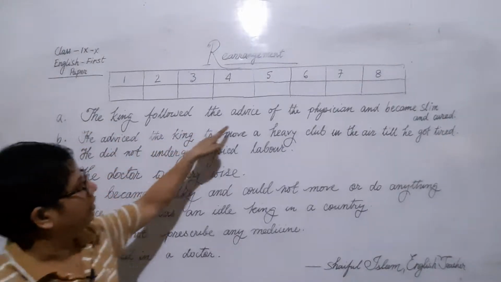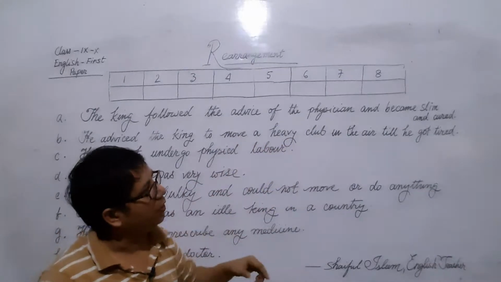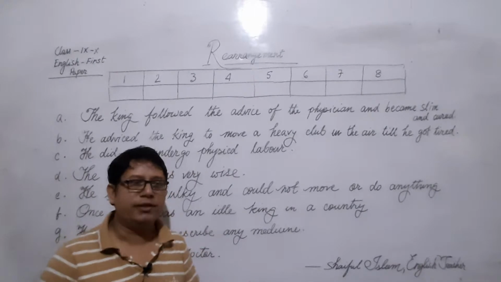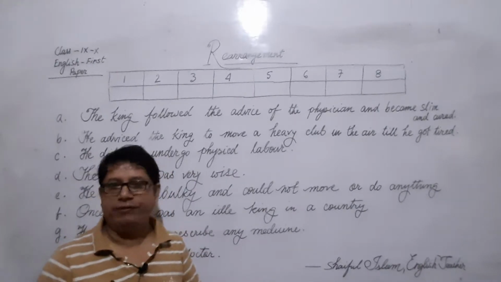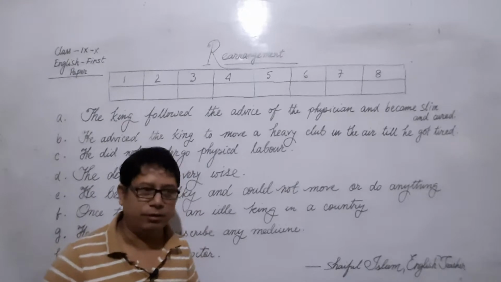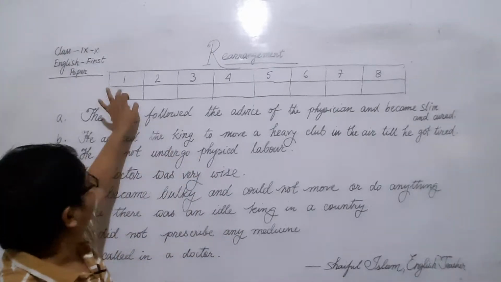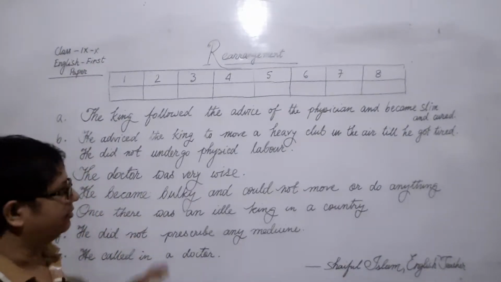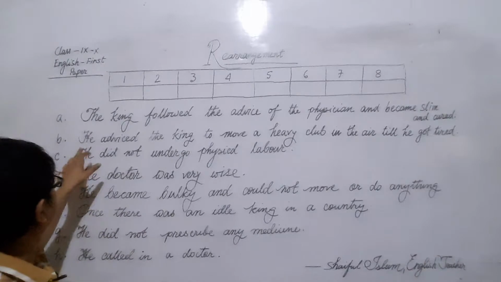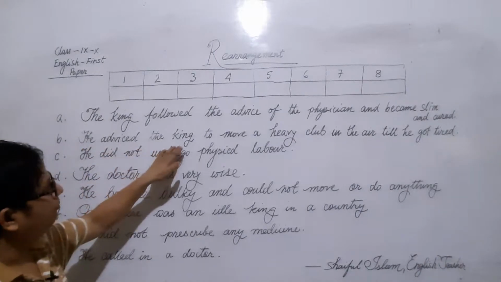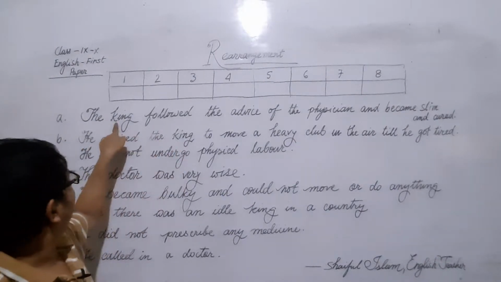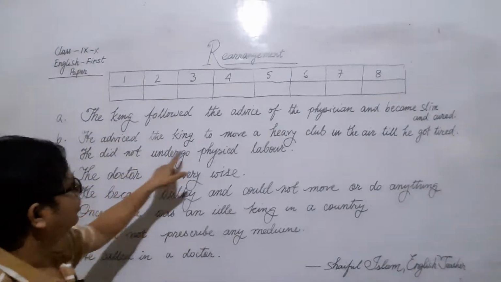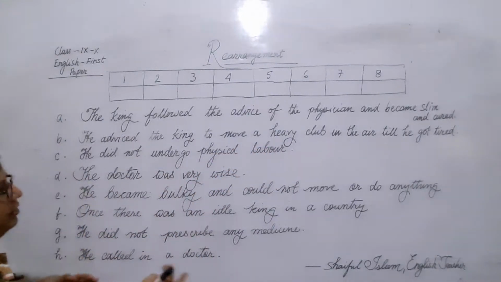The king followed the advice of the physician and became slim and cured. So it is not the beginning, it is not the first sentence of the story. So we cannot select this one as a first sentence. We have to go through some sentences, then we can understand the first sentence. Next one, he advised the king. We are talking about the king, but he who advised is someone else, not the king, to move heavy club. Okay, this is another sentence.